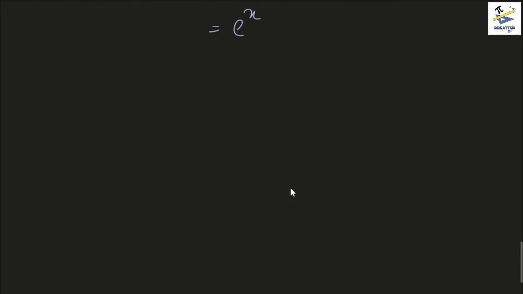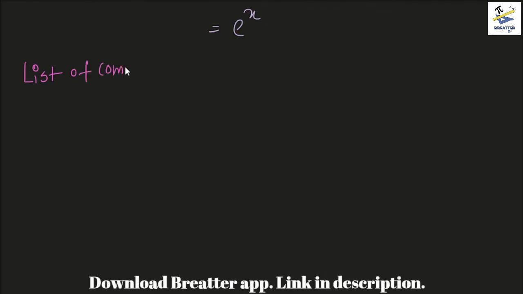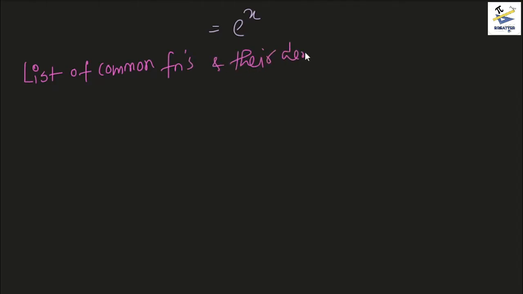Now once we are clear with the basic definitions of how to find derivatives, I can give you a list of basic functions and their derivatives. So let me write it down. List of common functions and their derivatives. So now I'm going to write down all the functions and their derivatives, and from the next video onwards we would be trying to apply them and learn more about the chain rule. The more we learn about the chain rule, the better.